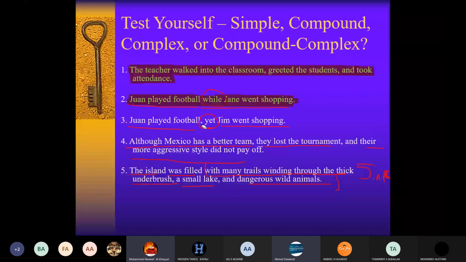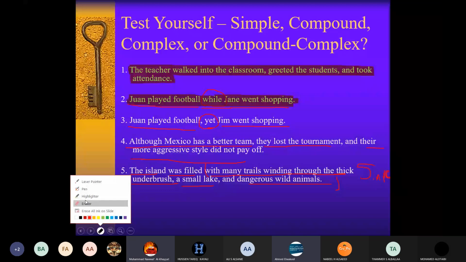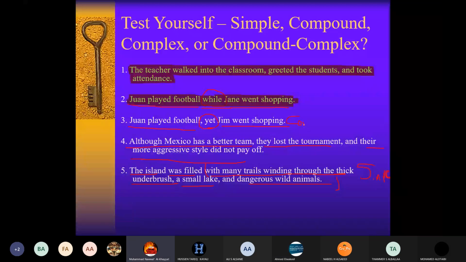So for example, if you here remove yet and put after, Joanne played football after Jim went shopping, now you change it from compound into complex. And actually, that's what happened. Joanne played football while Jane went shopping. That now became a complex sentence. But here, because we have yet, which is a coordinating conjunction, again, one word changes the entire sentence. That's English, stupid. Oh yeah, and the alphabet's stupid too.